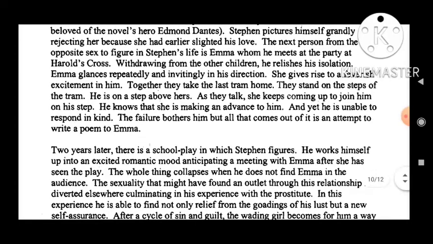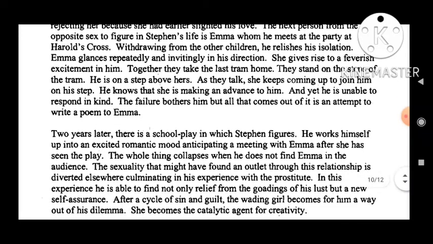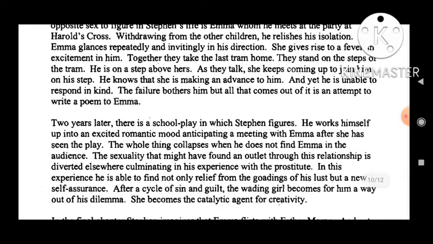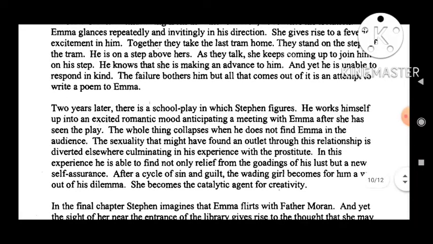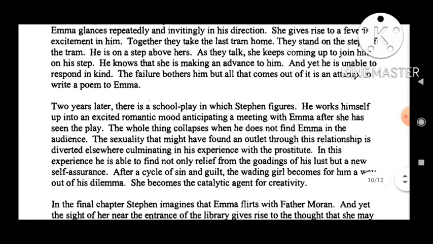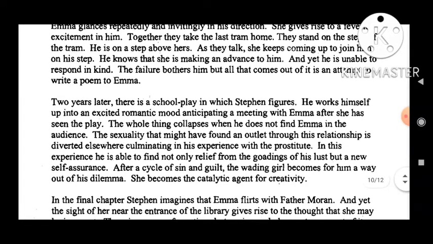Withdrawing from the other children, he realizes his isolation. Emma glances repeatedly and invitingly in his direction. She gives rise to a feverish excitement in him. Together they take the last tram home. They stand on the steps of the tram. He is on a step above hers. As they talk, she keeps coming up to join him on his step.